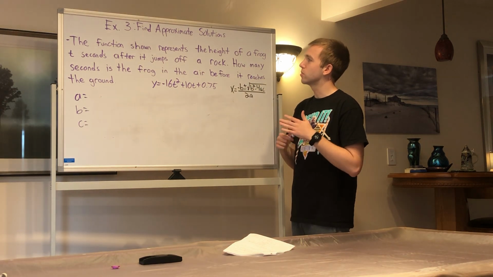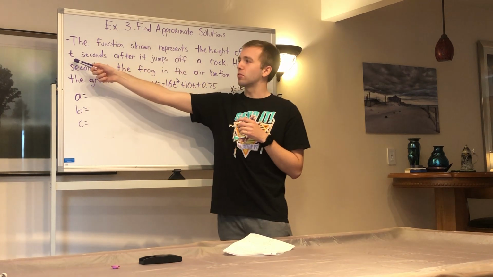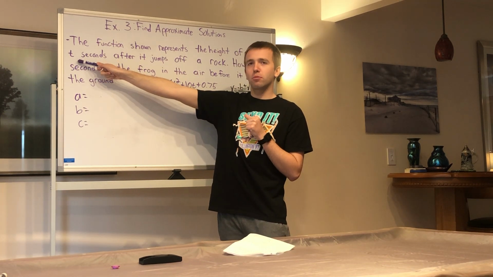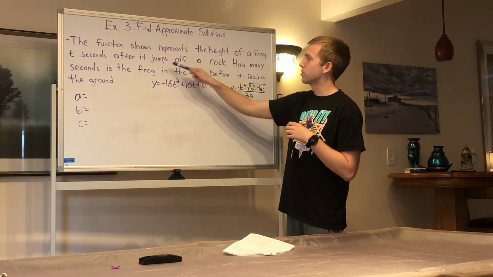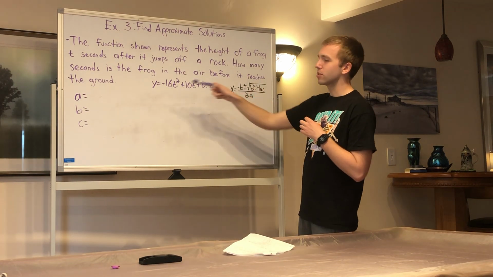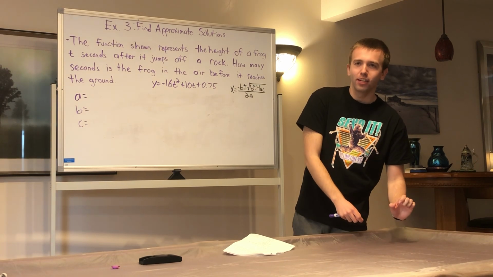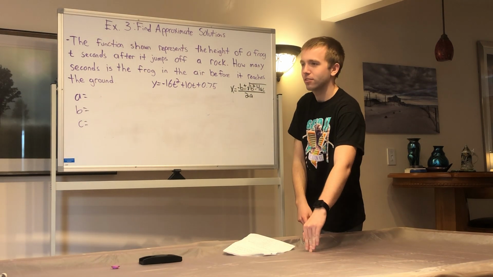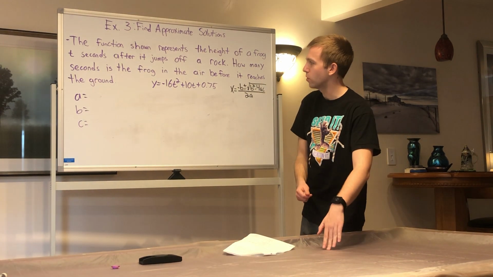The function shown represents the height of a frog t seconds. So normally we use the variable x, here, since we're talking about time, we're going to change that variable from x to t. So t seconds after it jumps off a rock, how many seconds is the frog in the air before it reaches the ground? So imagine you have a little rock here, you got Mr. Frog on the rock, he wants to jump, he jumps up in the air, goes back down, hits the ground, frog is now on the ground. So we want to know how long it takes him to go from rock to ground.